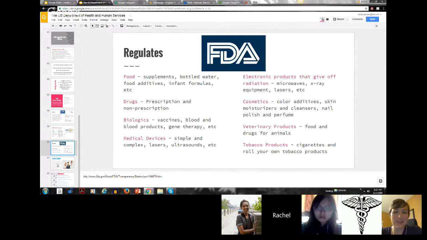Lasers and ultrasounds. Another thing they regulate are electronic products that give off radiation, such as microwaves or X-ray equipment. They also regulate cosmetics, which have color additives, skin moisturizers and cleansers, nail polishes and perfume, and veterinary products such as food and drugs for all animals, and tobacco products including cigarettes and roll-your-own tobacco products.